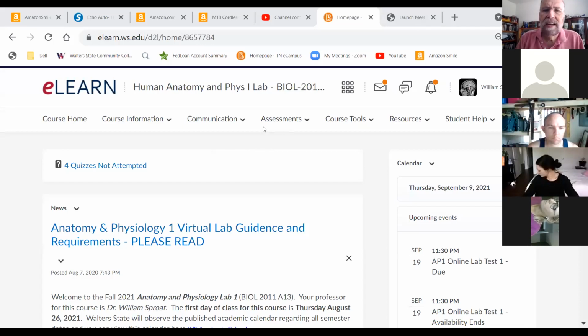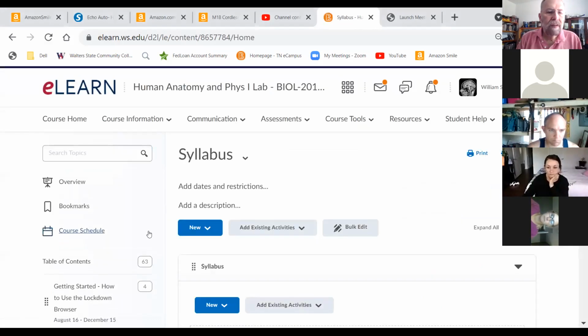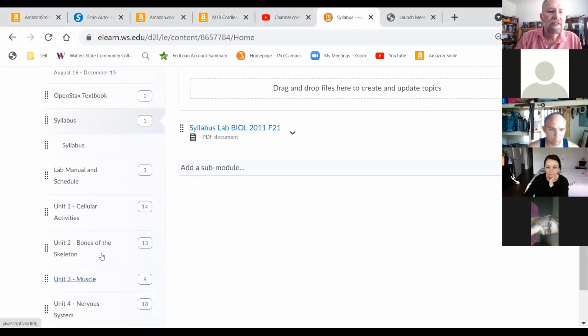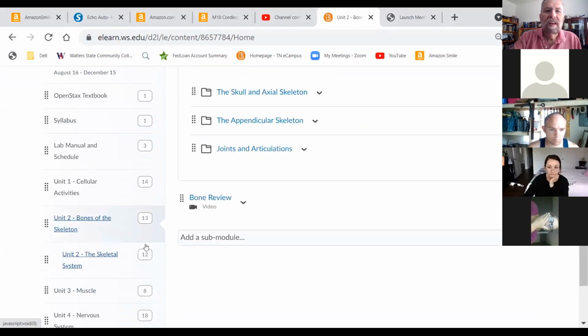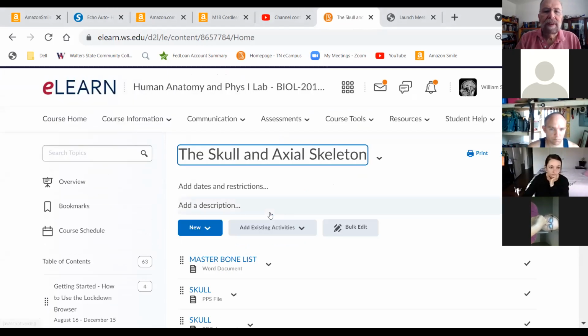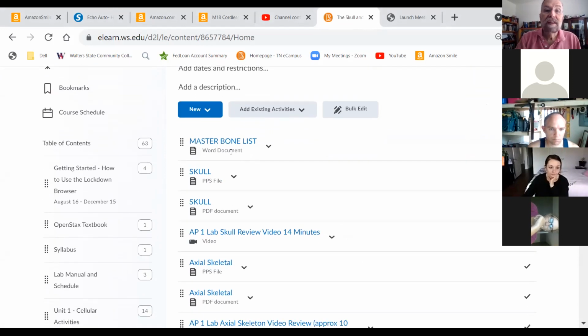this is the eLearn content for this lab. And we go over here to course information and click on content. It'll come up here, and we go to Unit 2, Bones of the Skeleton. And we have the skull and the axial skeleton right here. And we click here. We have, first of all, the master bone list.